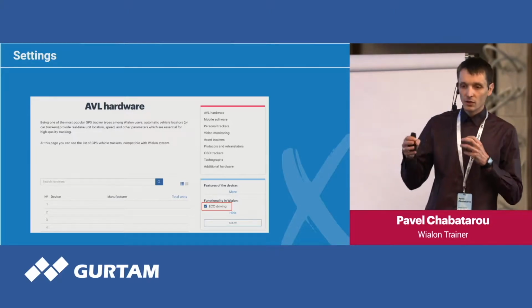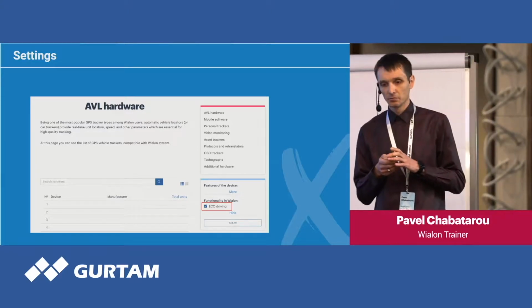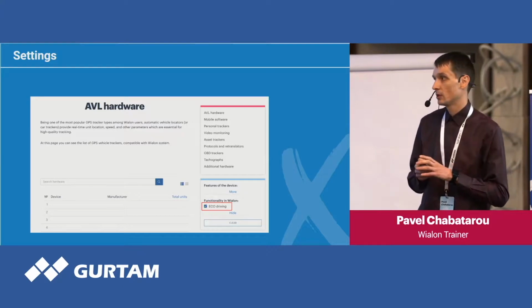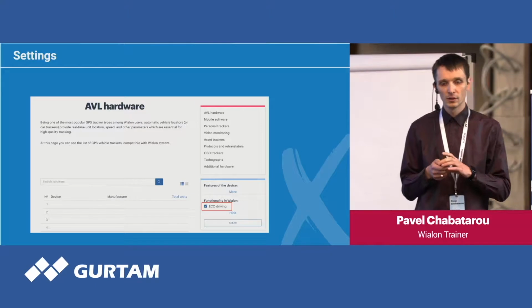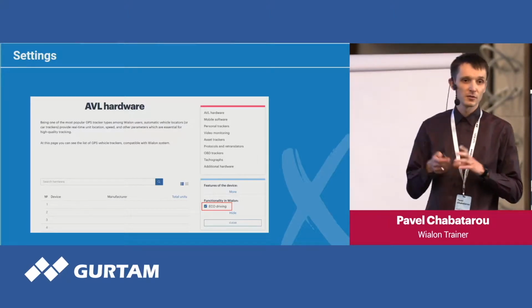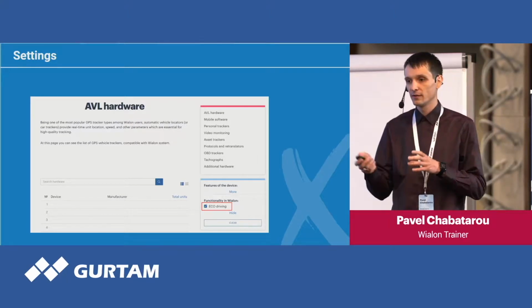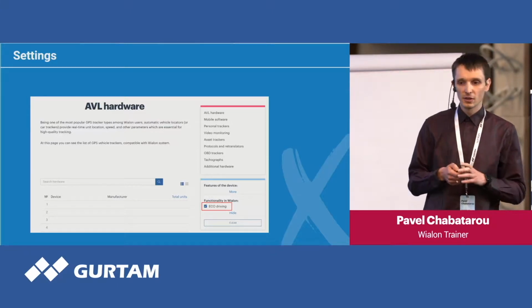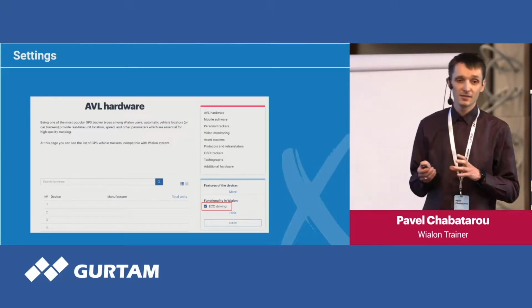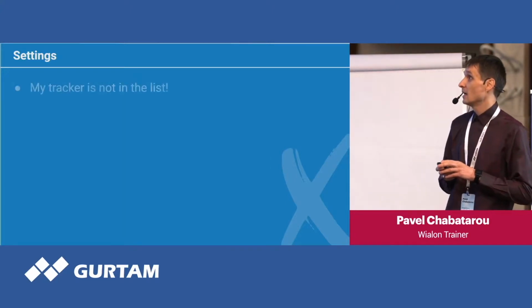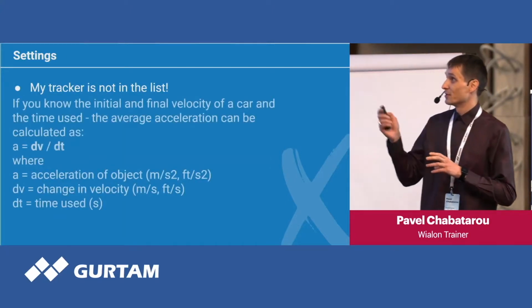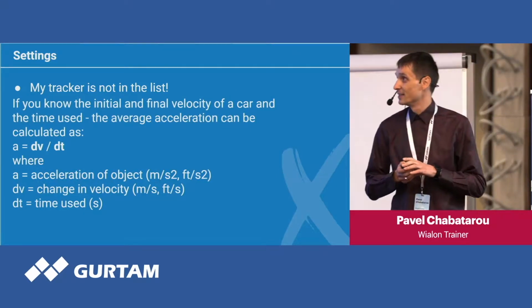If your tracking device is not in the list, how can we cope with this, how can we resolve this problem? Can we use the driving module for such devices or not? For example, you have a smartphone, you install the Via tag. Can you use it for the driving? The answer is yes. You can use it. So this is the question of the problem. My tracker is not in the list.